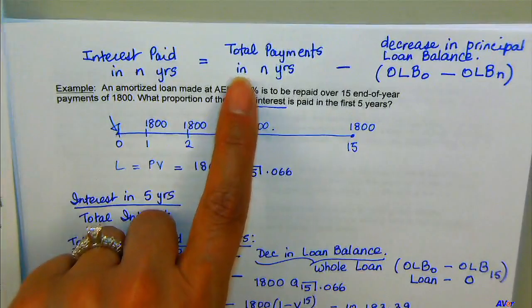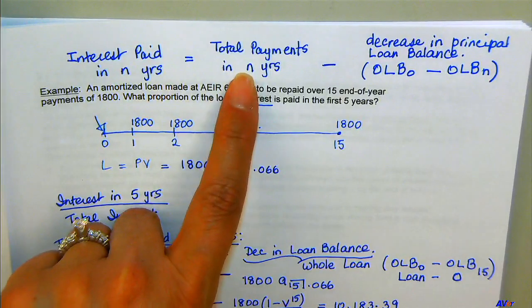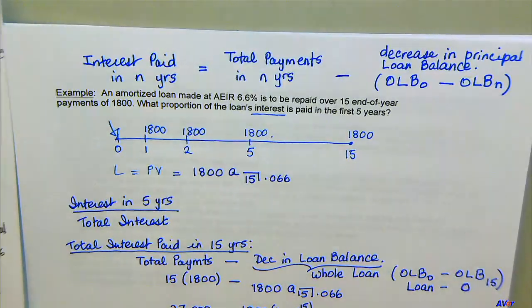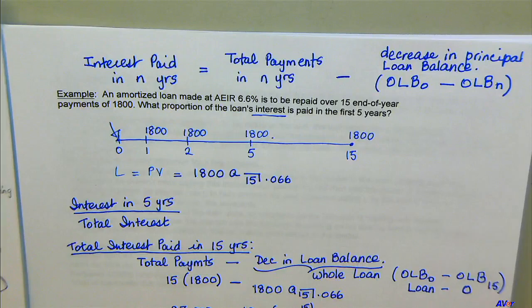So of course this should go on your cheat sheet. Next page. Sinking fund.